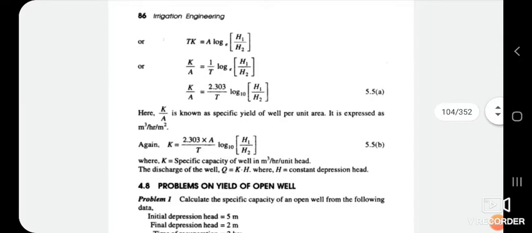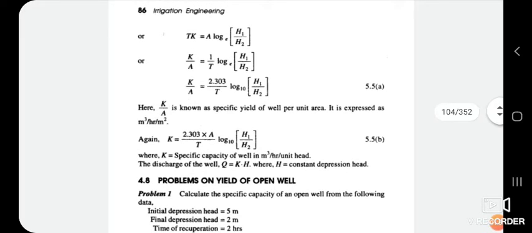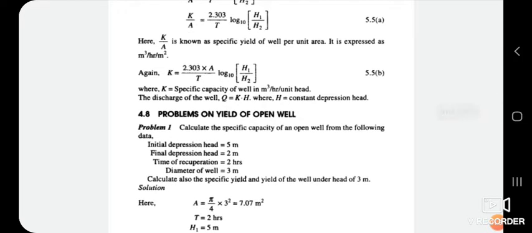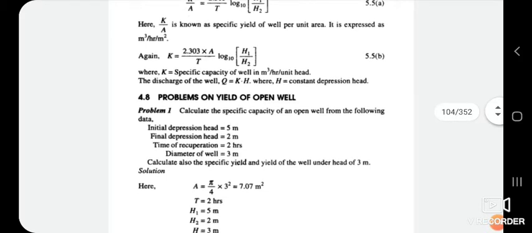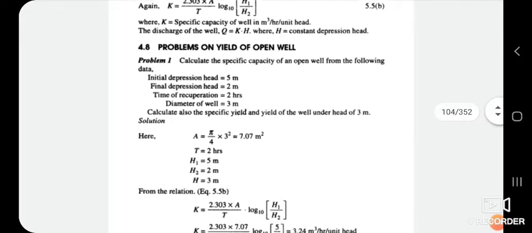And also by derivation we have the formula, that is K is equal to 2.303 into A divided by T, into logarithm to the base 10 of h1 by h2. The specific yield of the well per unit area is K by A, and it is also expressed in meter cube per hour per meter square. Okay, and also the discharge of the well is Q is equal to K into h, where h is the constant depression head.